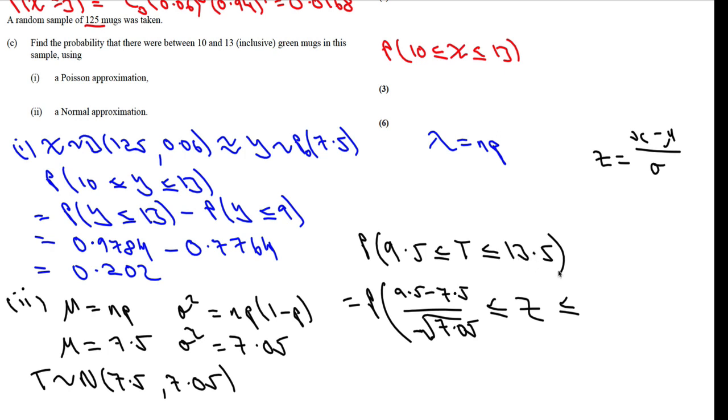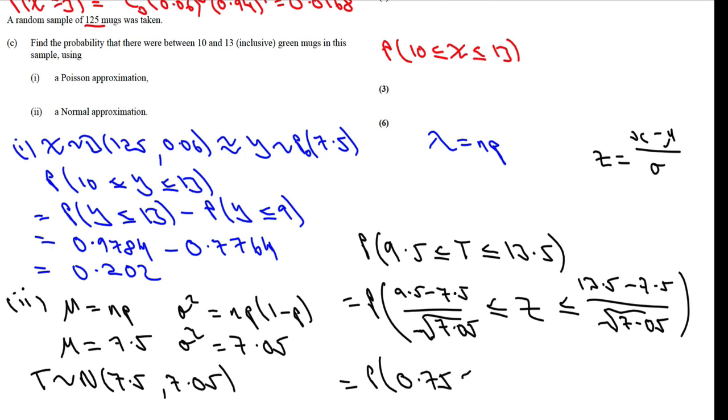And then standardizing 13.5, we get 13.5 minus the mean, which is 7.5, over the standard deviation, which is square root of 7.05. Okay, so bashing those into the calculator, we're going to get values of 0.75 less than or equal to z, less than or equal to 2.26.